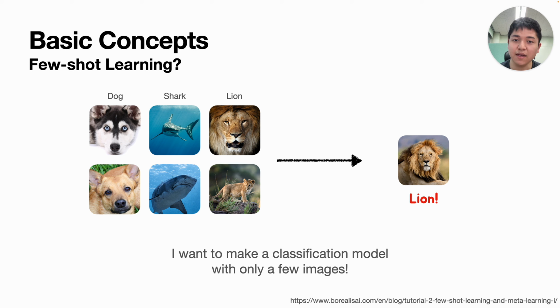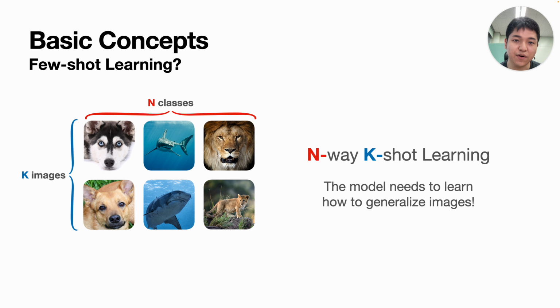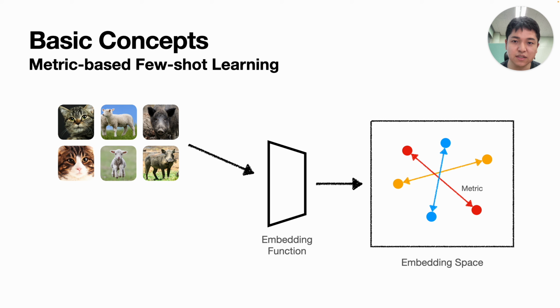Feature learning can make a classifier with one or more images for each class. For example, the model can identify the lion after only seeing these 6 images. If there are k number of images for n class in training data, we call it n-way k-shot training. Feature learning helps the model learn how to find distinguishable characteristics by generalizing the images.